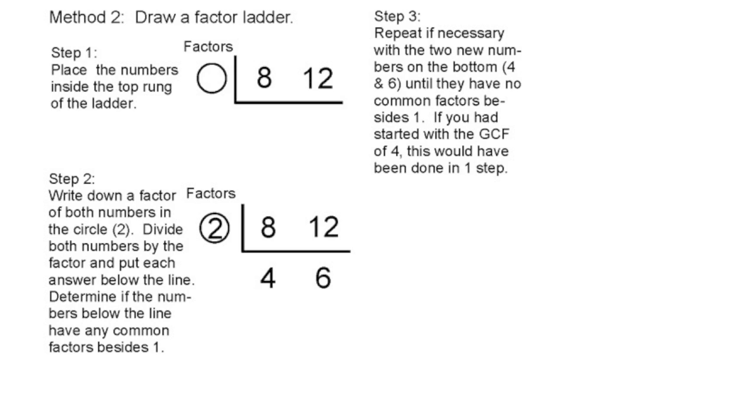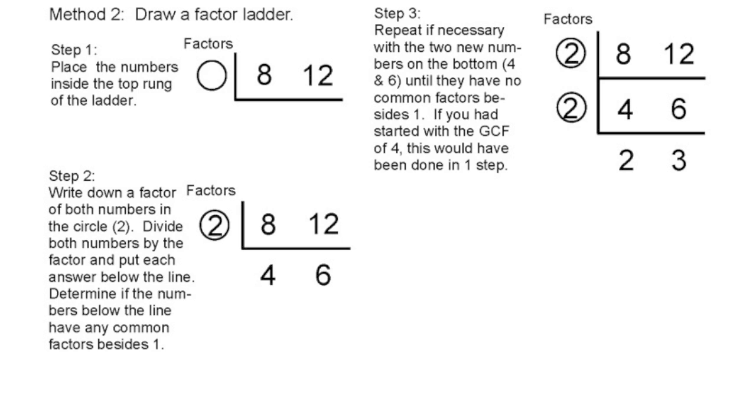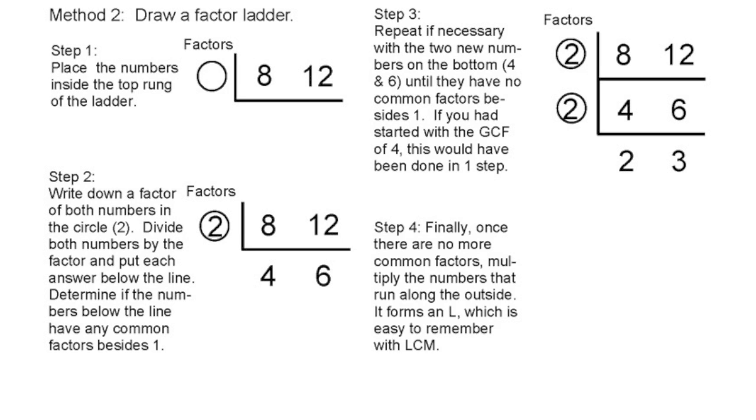So I now have 4 and 6. I'm on the second rung of my ladder. 2, again, is a common factor, so I'm going to put that there. 2 goes into 4 2 times, and 2 goes into 6 3 times. Okay, so 2 and 3, are there any more common factors besides 1? No, there's not. So finally, once there are no more common factors, multiply the numbers that run along the outside.